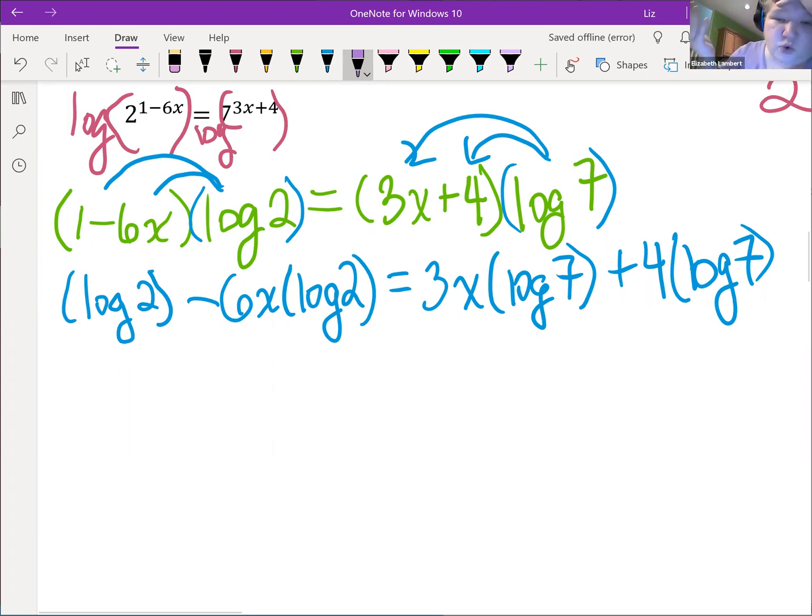So which way we move stuff doesn't matter. It's truly a whichever way you want to go. It'll all work out in the end. I generally, though, like this, it's minus 6x log 2. So I don't like minuses if I can help it. So I'm going to add it.